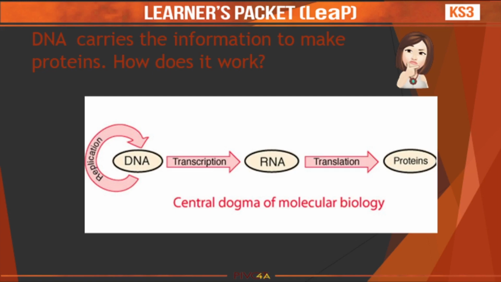So, the DNA copies itself by the process of replication, and the DNA is copied to RNA in the process of transcription, and finally, you can use the information in the RNA to synthesize a protein in a process called translation. To make it simple, DNA makes RNA and RNA makes proteins.